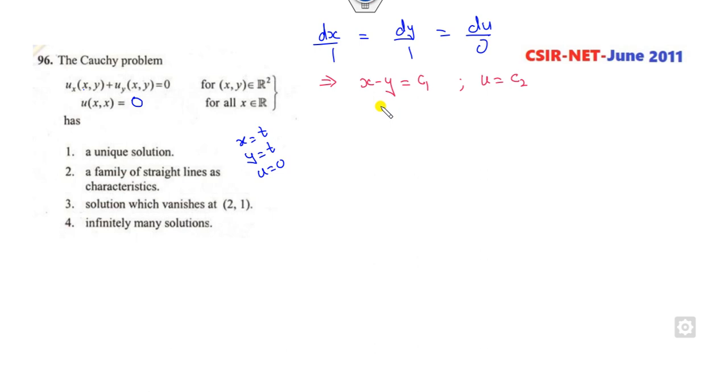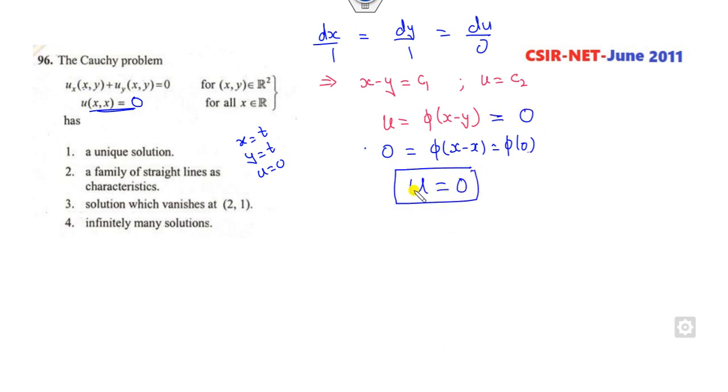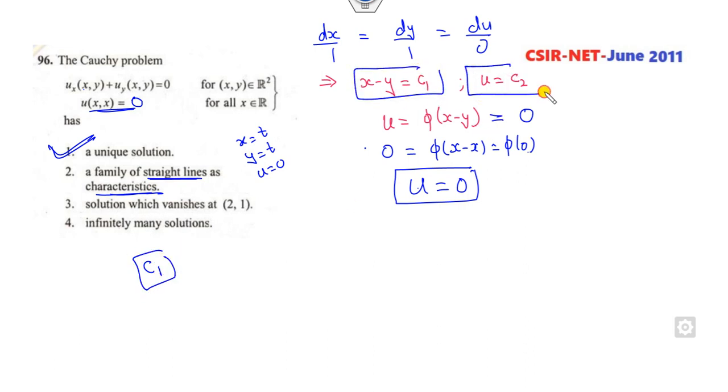So how can you simply write this equation as a function of the others? You can simply say u is phi of x minus y. Now substitute u of x comma x. So this is 0, this is x minus x, that is phi of 0, which is 0. So I can say this is 0. So u is 0. So that is a unique solution. It forms a straight line as the characteristics. What is the meaning of the characteristics? You have to solve the equation like this. Can you get a straight line from here? Yes, this is a straight line. So that is the right answer.